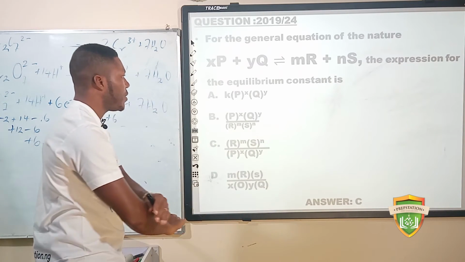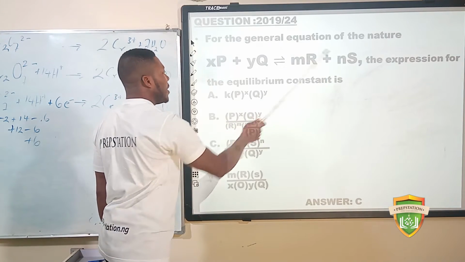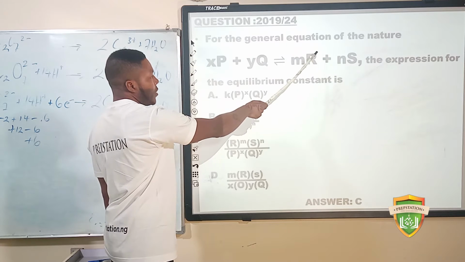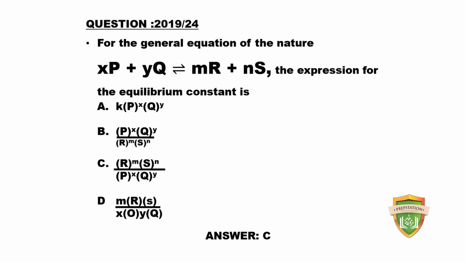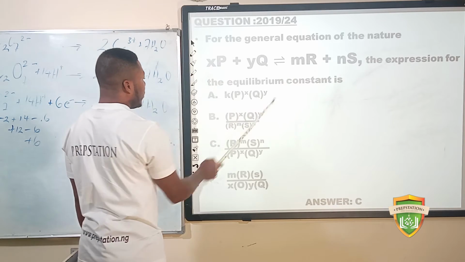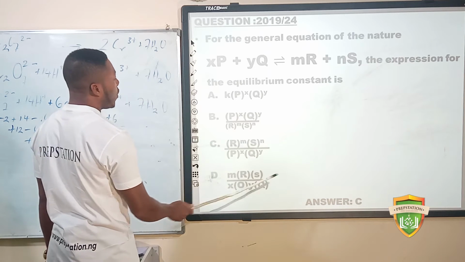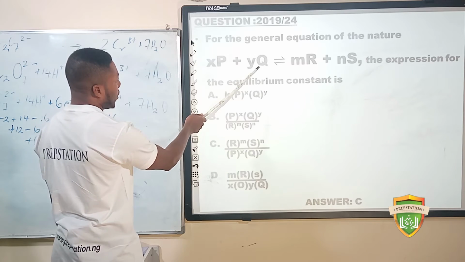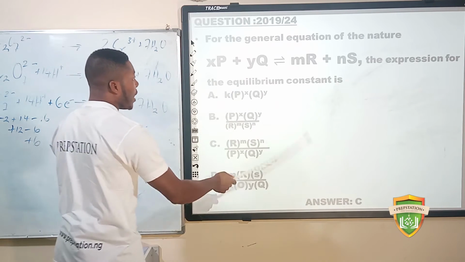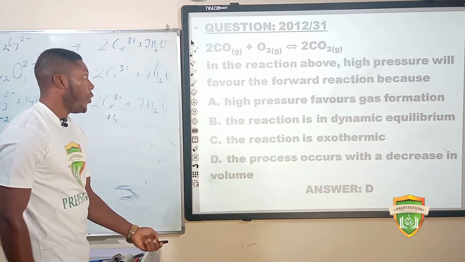But in this case, there is no difference. So now focus on the reactants and the products, and let the coefficients change into your superscripts. Now look for your option. I think option C best describes it. Option C is R superscript m times S superscript n all over P superscript x times Q superscript y. So C is the actual answer for writing the equilibrium constant: products all over reactants.